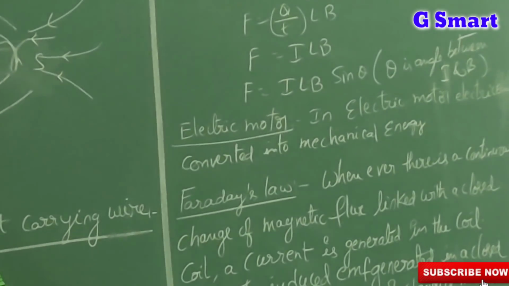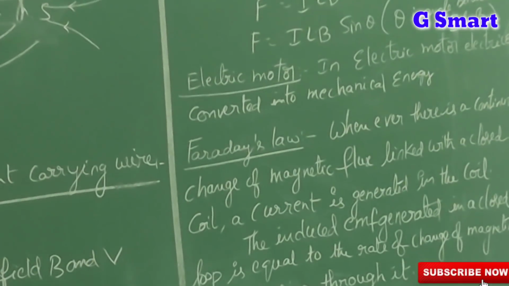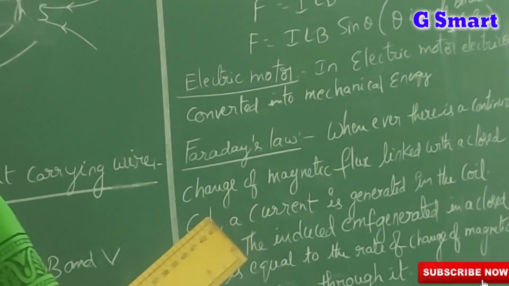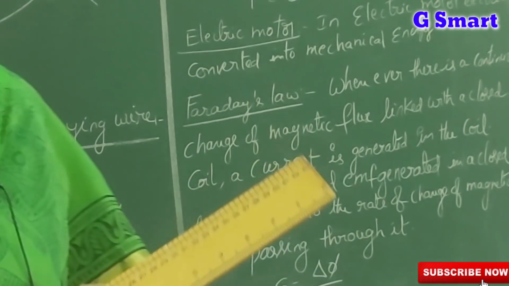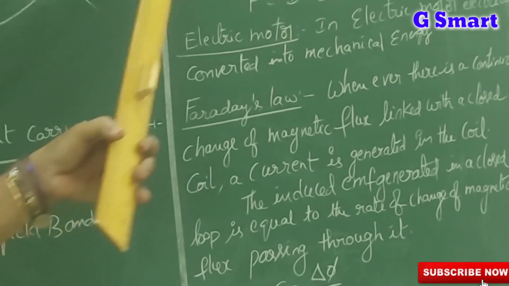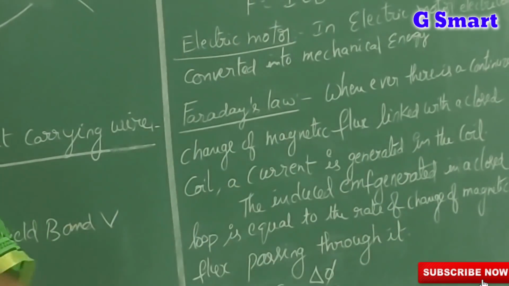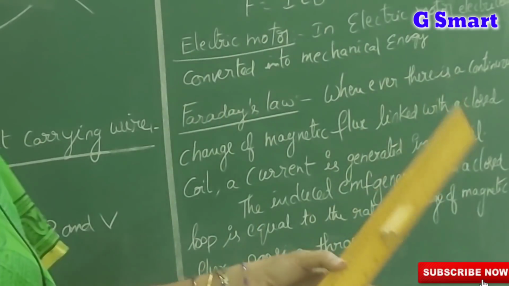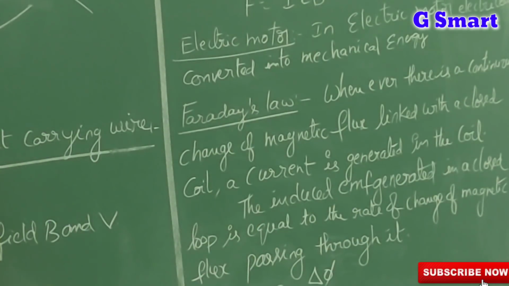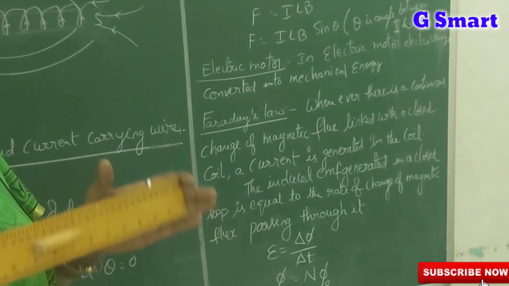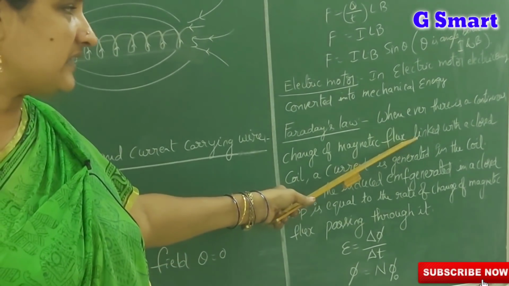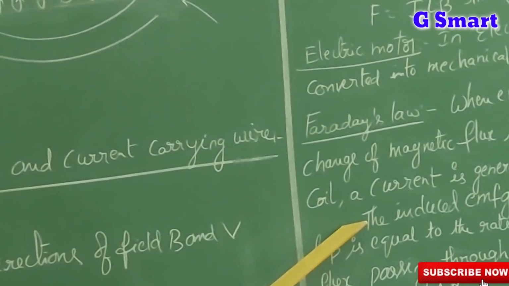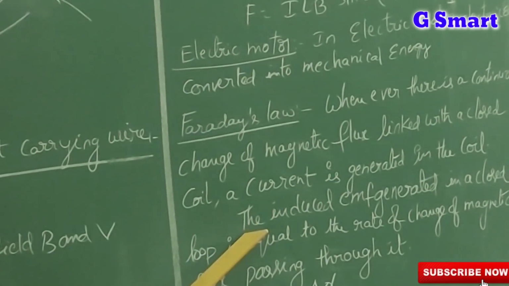Faraday's law. We can say that Faraday's law is the opposite of the Oersted experiment. In the Oersted experiment, we know that a current carrying wire produces a magnetic field. If there is a change in magnetic flux, current will be generated. This was proved by Faraday, so we call it Faraday's law. What is Faraday's law? Faraday's law states that when there is a continuous change of magnetic flux linked with a closed coil, a current is generated in the coil.